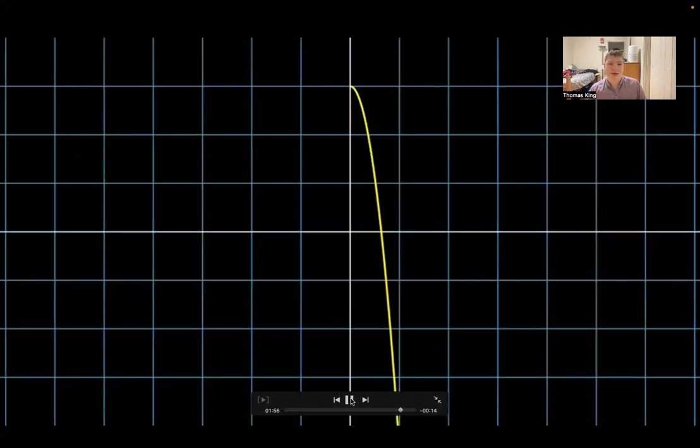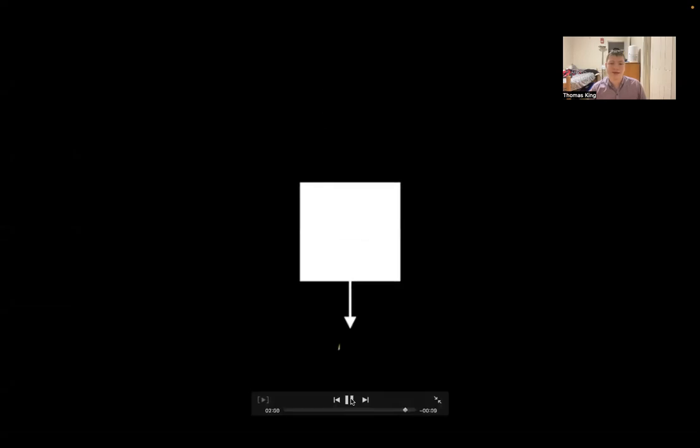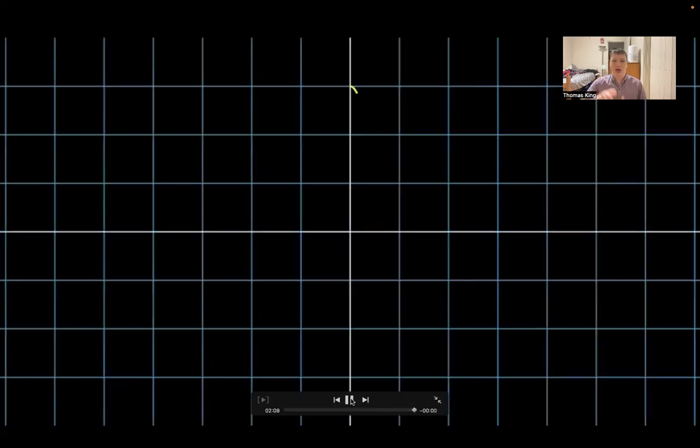And this is the graph, and then this final animation is a little lesson. So there's a free body diagram of gravity, a demonstration of gravity, and then a graph to show the trajectory.